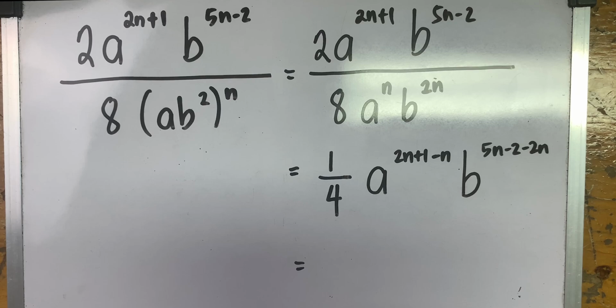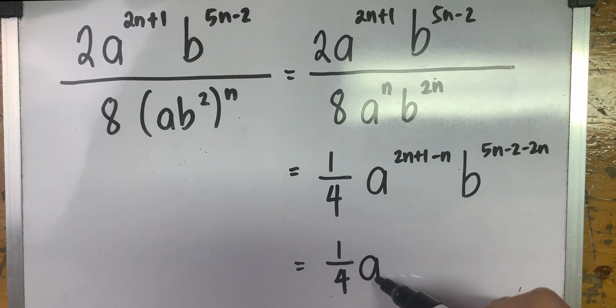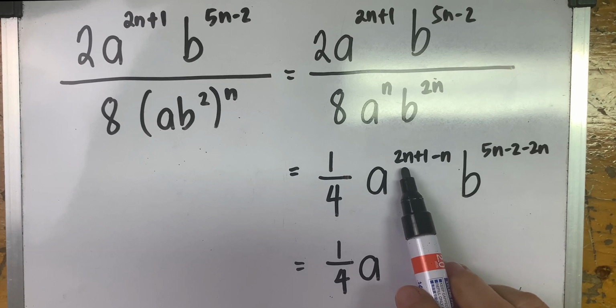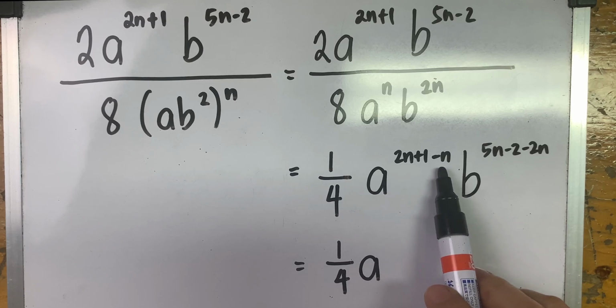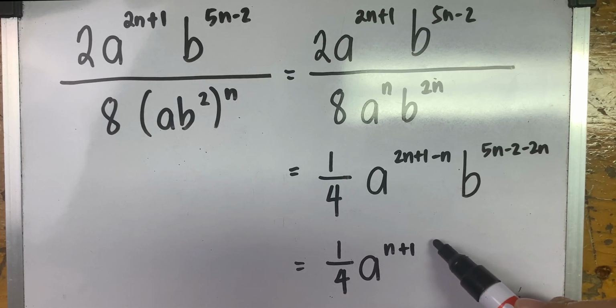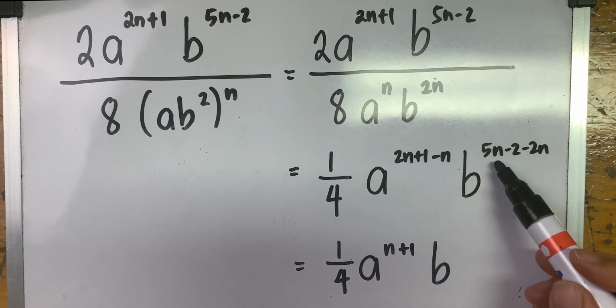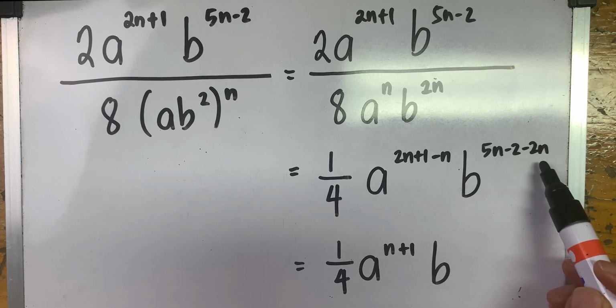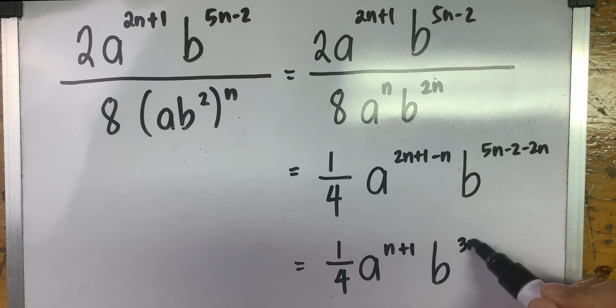Okay, simplify natin. It's 1 over 4. Okay, A. Okay, combine like terms. So 2n minus n is simply n plus 1. Ganon din sa B. Combine natin ng 5n at 2n. So 5n minus 2n is 3n minus 2. So ito yung final answer natin.